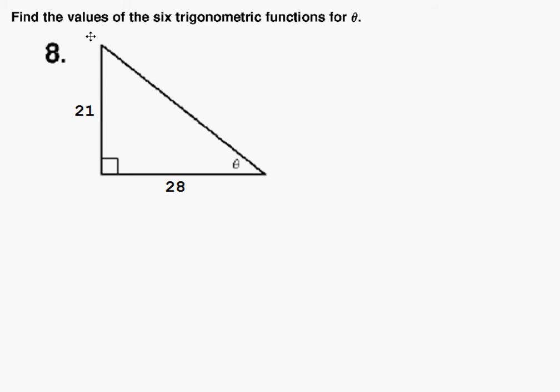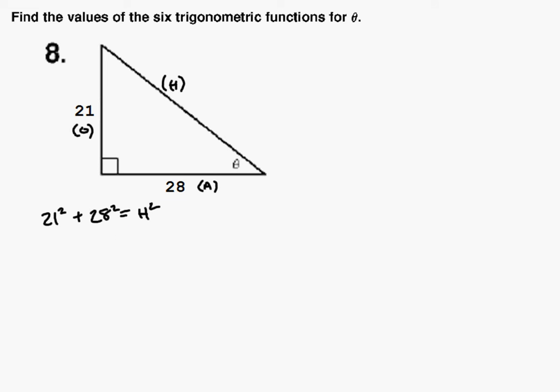Alright, to find the values of the 6 trigonometric functions for theta, first thing we have to do is find the missing side. In this case, looking at theta, this is opposite, this is adjacent, and we don't have the hypotenuse yet. So that's what we're looking for. So we know that using the Pythagorean theorem, 21 squared plus 28 squared is equal to the hypotenuse squared.